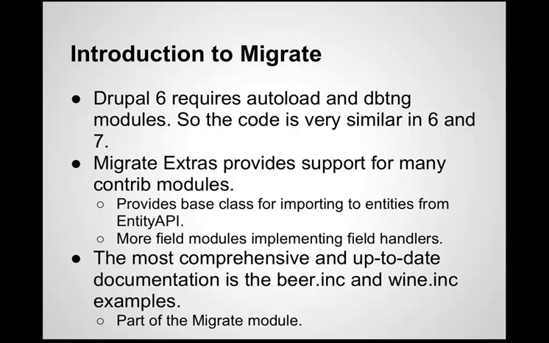Aside from this presentation and a blog which I'll self-promote, the best documentation really is in the beer.inc and wine.inc files in the Migrate module. They're always up to date. Mike Ryan does a fantastic job making sure that any code changes or any API changes, whatever it might be, are updated there with any release. So if you can't find enough information in other resources, you'll definitely find it in these two files.